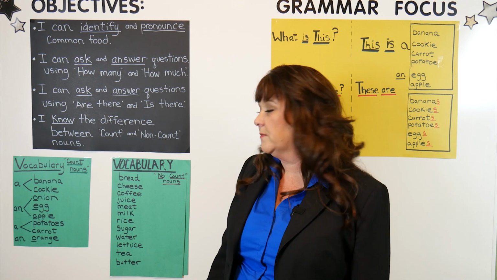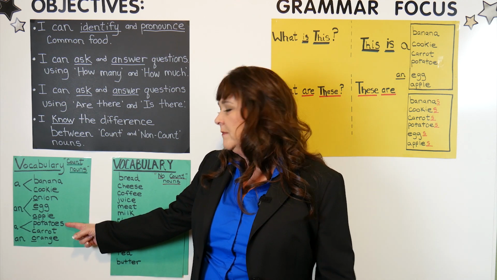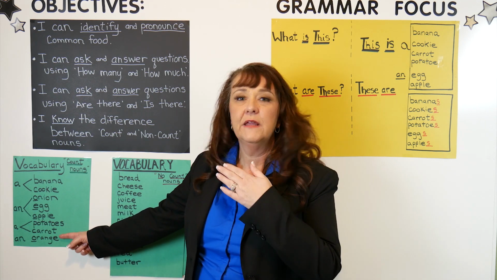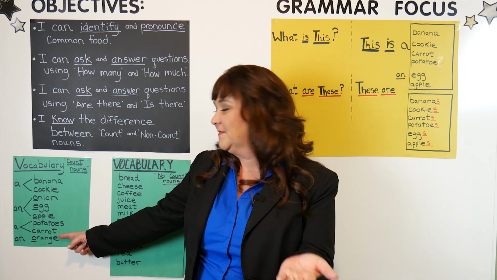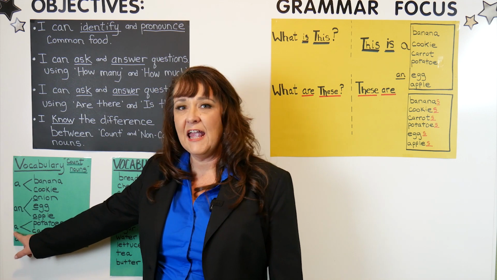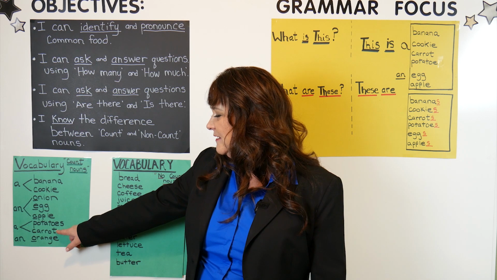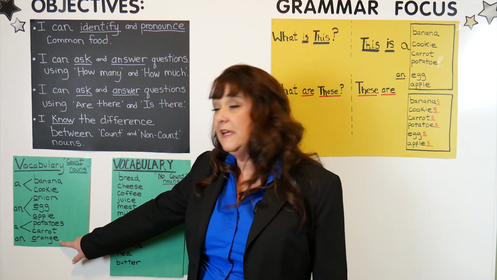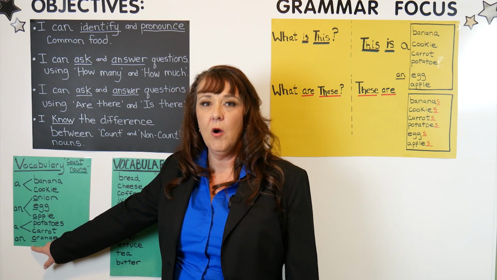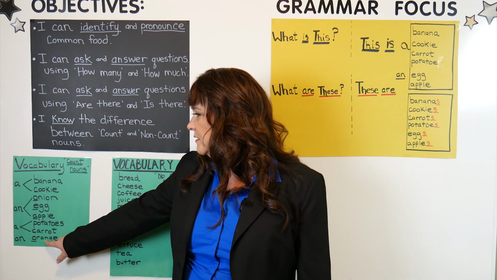Now let's try some other words. We have potatoes. You try it. Potatoes. Carrot. And again, we use a. A potato, a carrot. And then we have the lovely orange. Orange starts with the letter O. O is a vowel, so we say an orange.